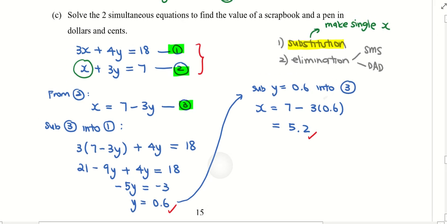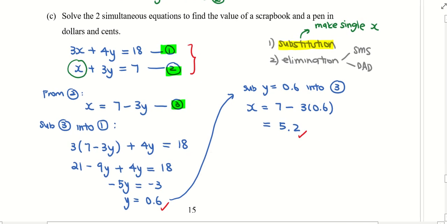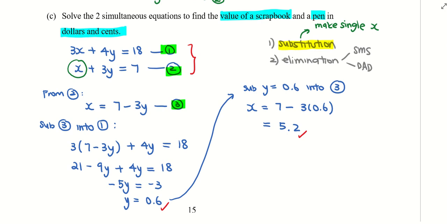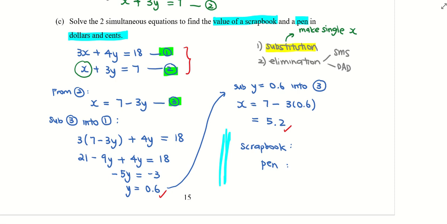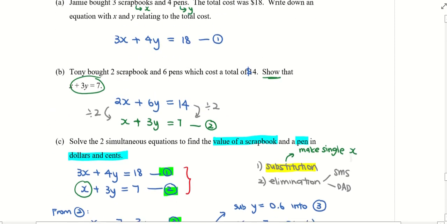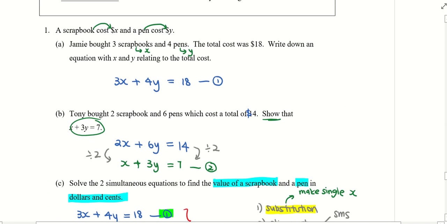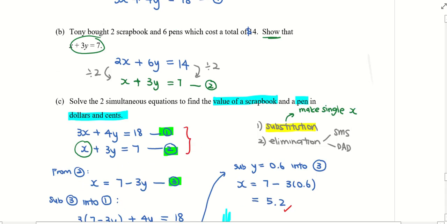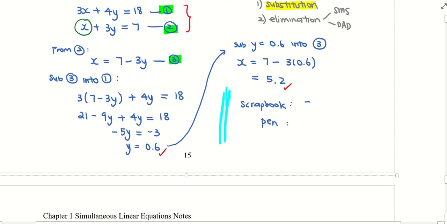But are we done yet, class? They ask us to find the value of the scrapbook and the value of the pen in terms of dollars and cents. So last part is to write your final answer. Scrapbook will cost how much? And pen will cost how much? So remember, who is X and who is Y? Think about it. Look at the question again. Scrapbook is X, pen is Y. So my 5.2 will be scrapbook.